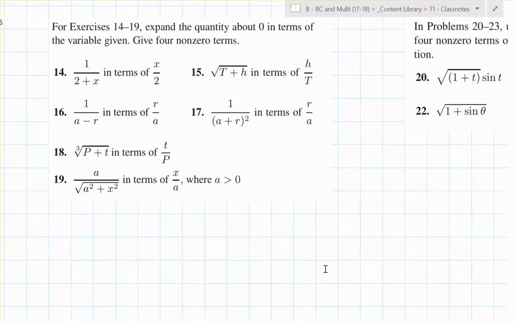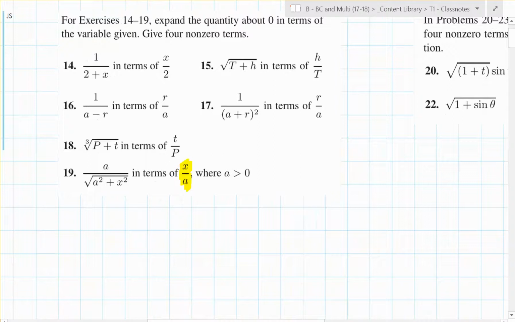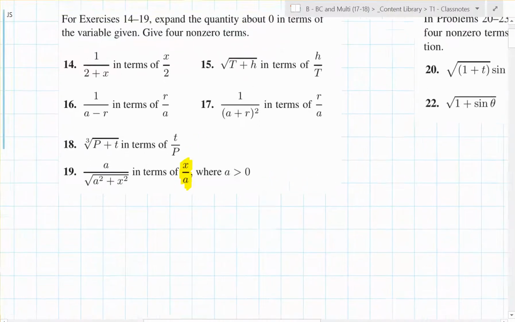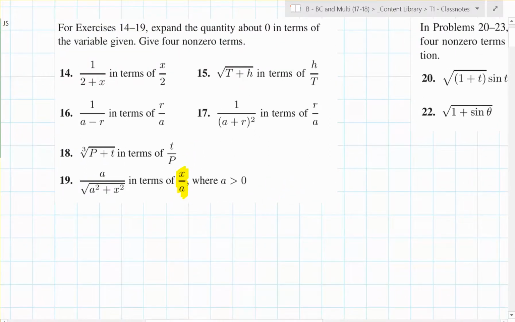Terms of, right? They're telling you the "in terms of" part here. So a is a constant. What does it say to do? Expand the quantity about 0 in terms of the variable given. So you want to turn this into something that is very similar to something you already know the Taylor expansion of, correct? A is a constant.